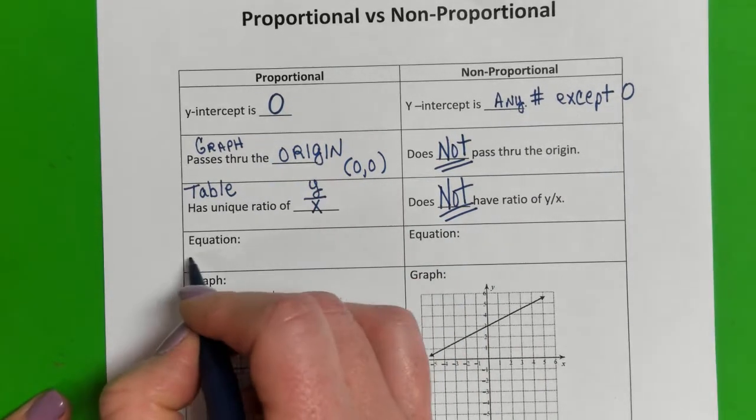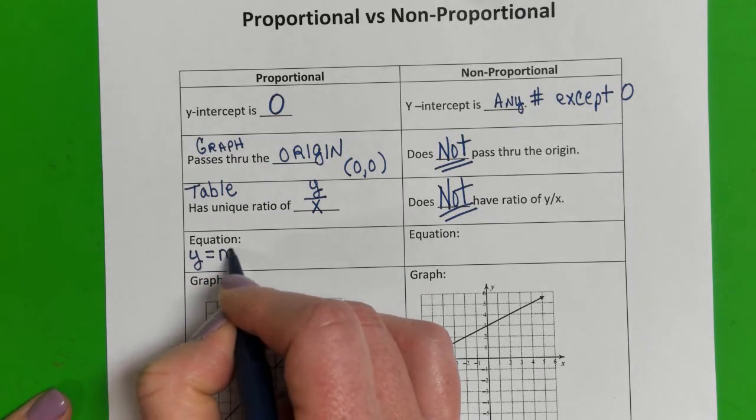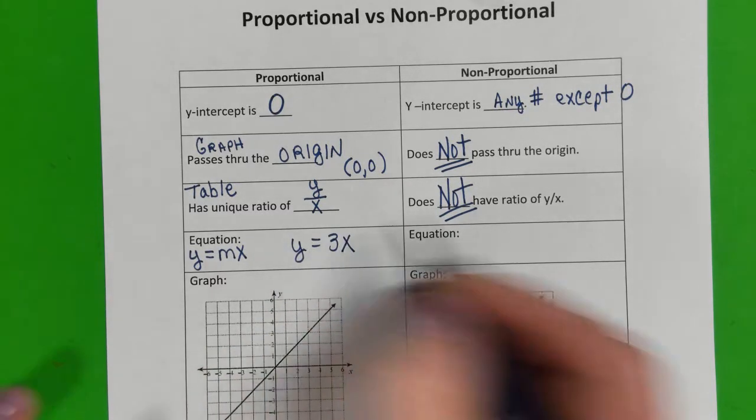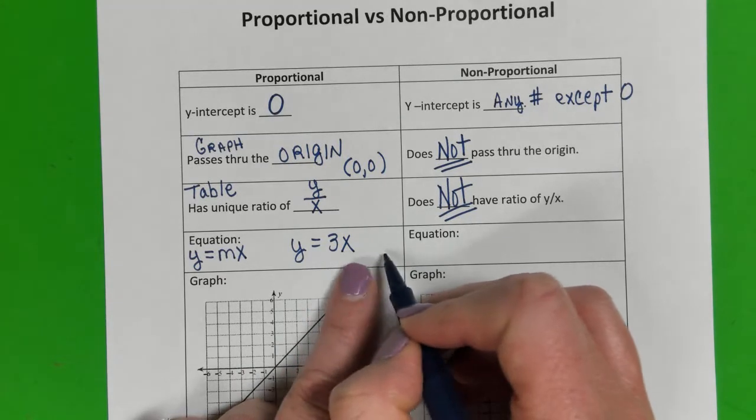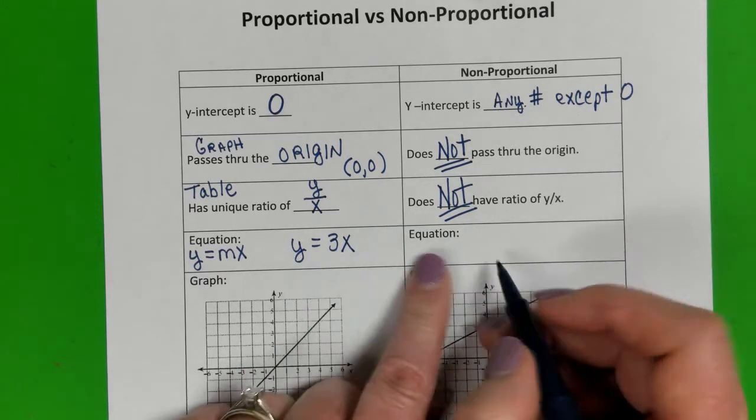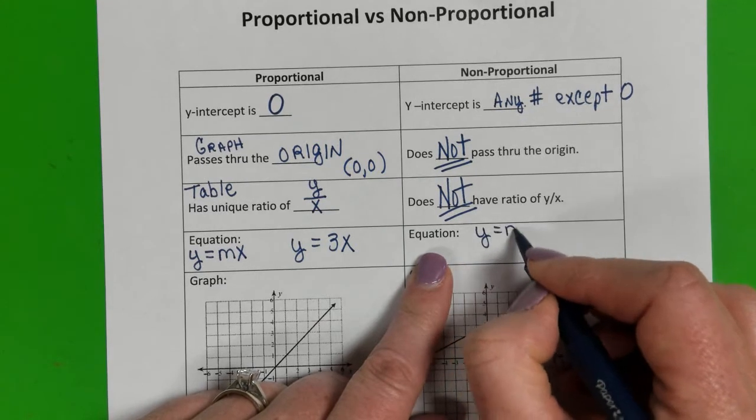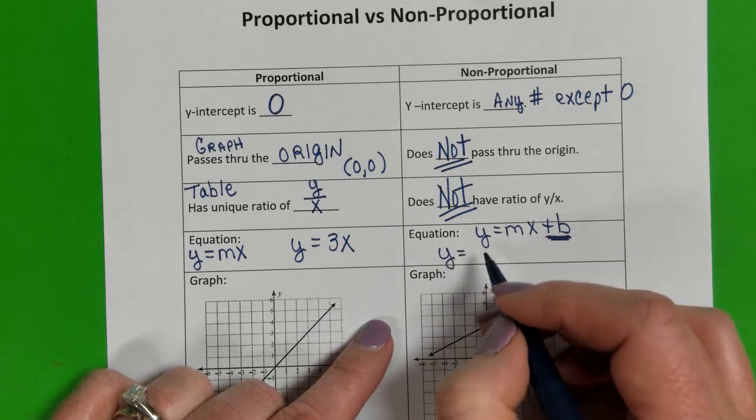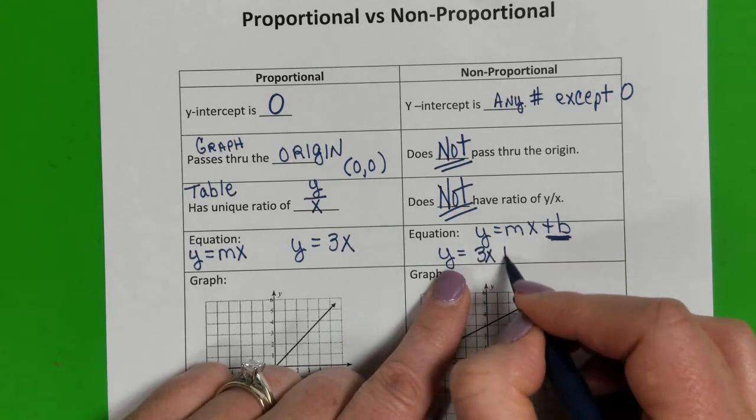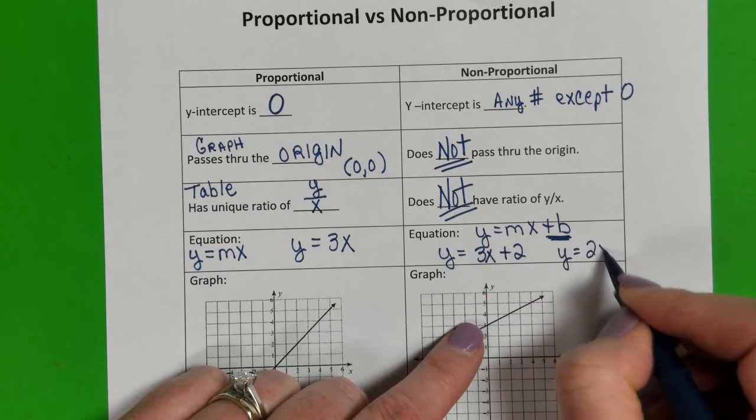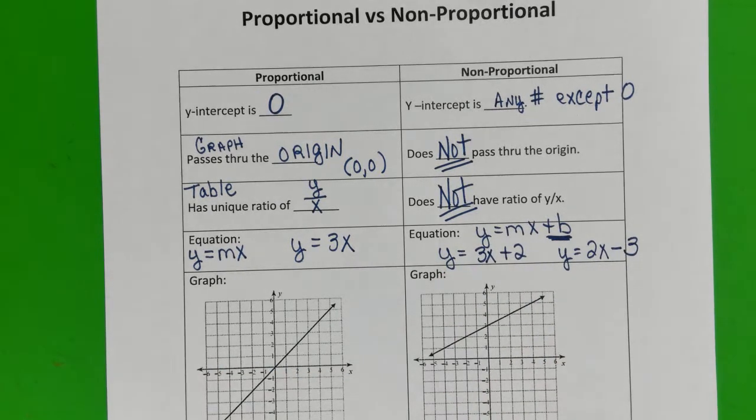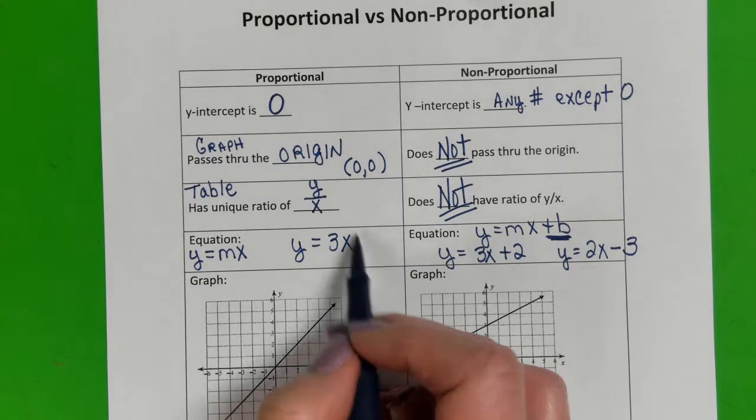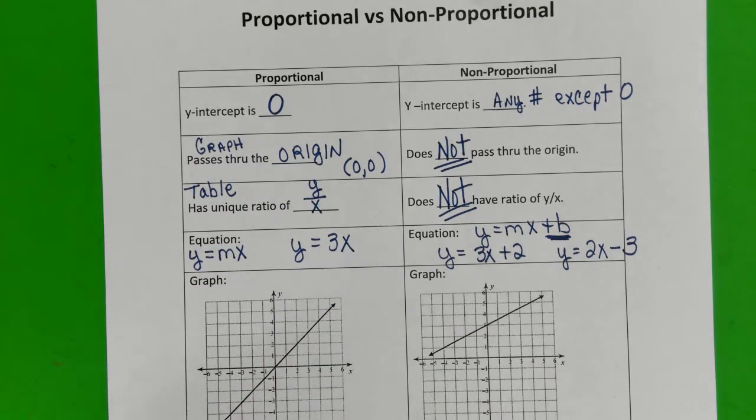If the graph is proportional, it will be in the form y equals mx. Just like that. An example, y equals 3x. Notice there's nothing added or subtracted if it's proportional. If it's non-proportional, it has the form where we actually have a y-intercept besides 0. So an example might be y equals 3x plus 2, or y equals 2x minus 3. Those are both examples of non-proportional, and you see how they have a y-intercept other than 0. Proportional has a y-intercept, but the y-intercept is 0.